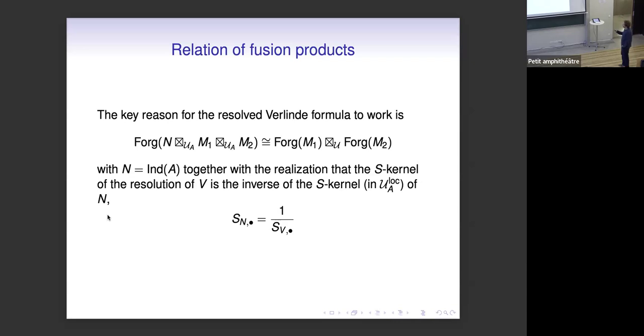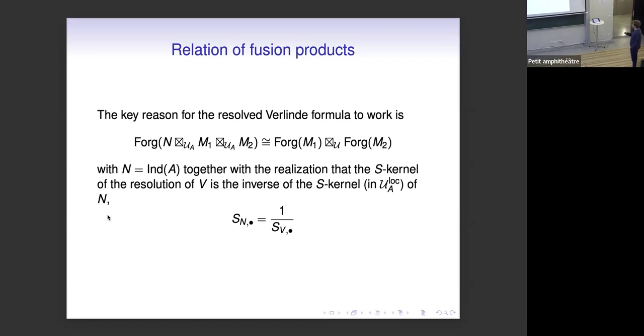Because think about it, it is the following. Forget about the forgetful functor here. It tells you the tensor product in the category we are interested in is the same thing as the tensor product in the category that we know, if we take an additional tensor product with a distinguished object that we call N, where N stands for nilpotent or Nichols. And the other key thing one has to prove is that the S kernel associated to this distinguished object coincides with the inverse of the S kernel of the V. These two properties, these two observations, essentially imply the resolved Verlinde formula.